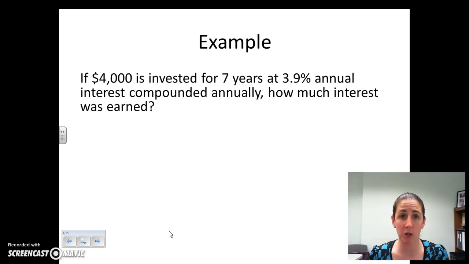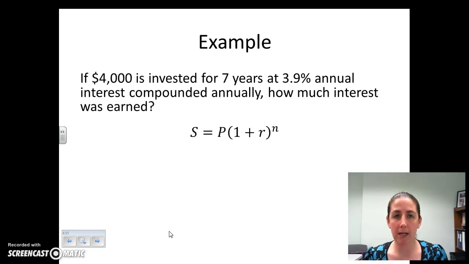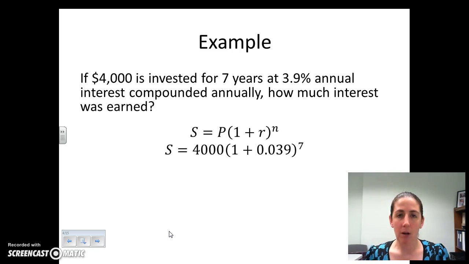So for example, if we took $4,000 and invested it for 7 years at 3.9% annual interest compounded annually, how much interest is going to be earned? So basically what we're doing is we're sticking $4,000 into a bank account and we're not touching it, we're leaving it alone. And at the end of every year, for 7 years, you earn an interest payment. So after the first year, you earn an interest payment. So now for the second year, you're earning interest on $4,000 plus a little bit more, so on and so forth. So we'll use our annual compounding formula and plug in our knowns.